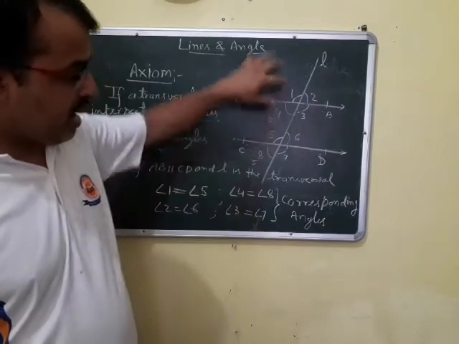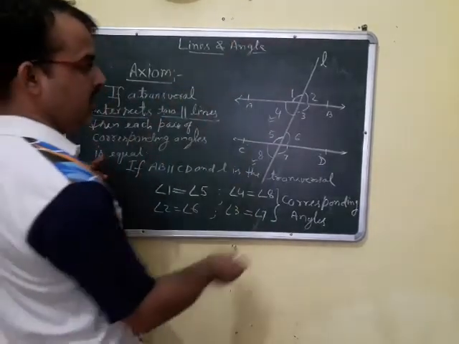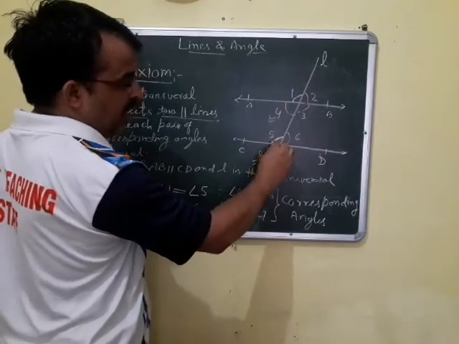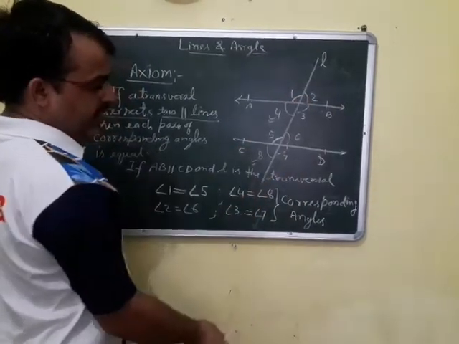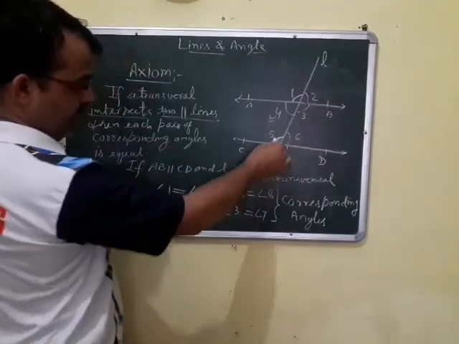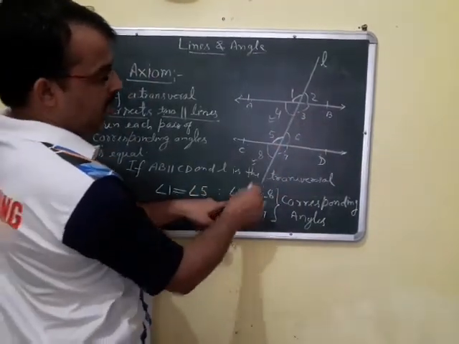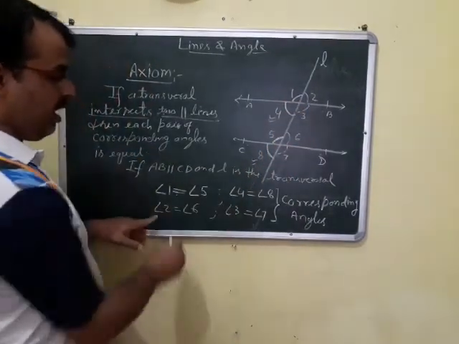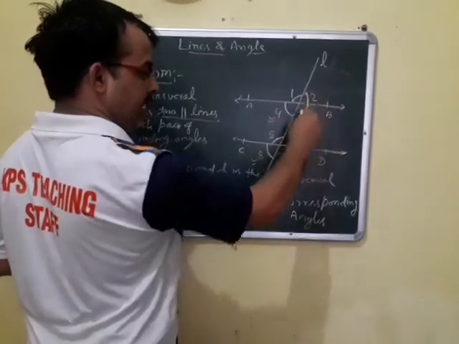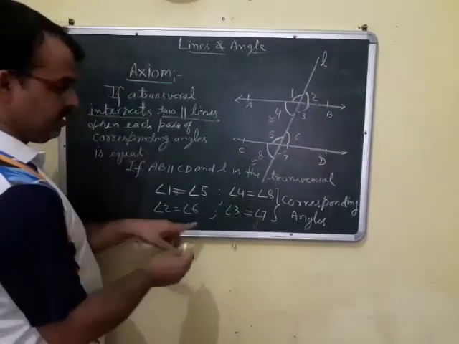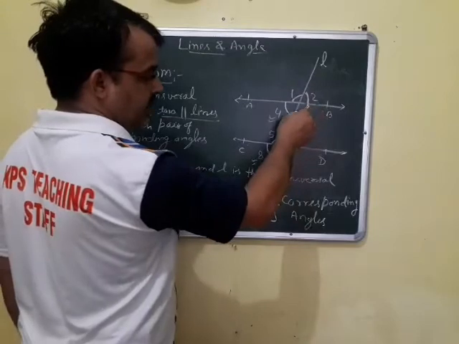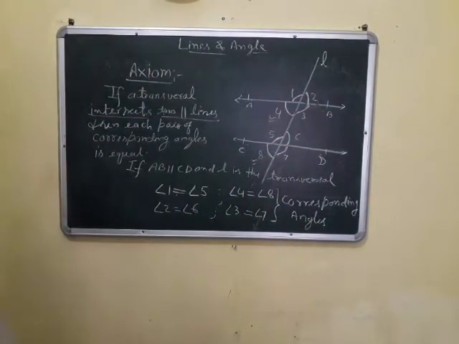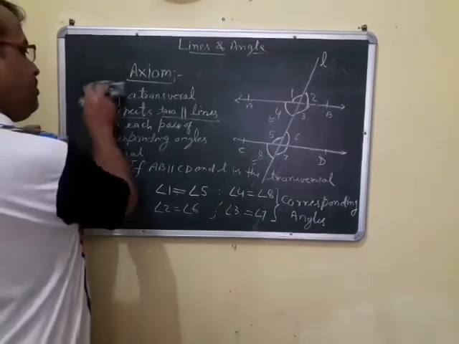Transversal line है. तो ऐसी condition में, ठीक है, जो भी corresponding angles होंगे वो क्या होंगे? Equal होंगे. Angle 1, angle 5. Clear? Angle 1 and angle 5 equal, angle 4 and angle 8 equal. Clear? Angle 2, angle 6 equal, angle 3 equal to angle 7. Clear? Now we discuss another axiom. Look here.